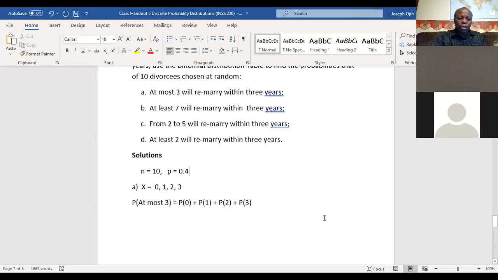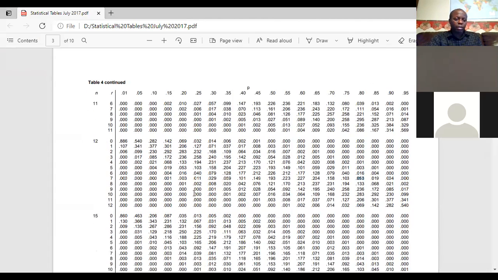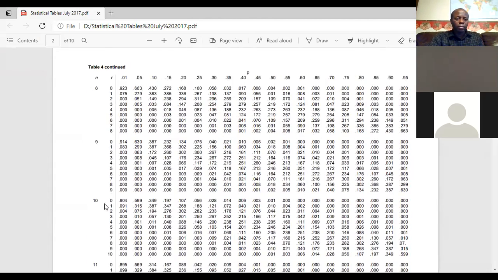I think we can start now. All right, let's see. We go to the table and then put the table in. From here, we can look at the required probabilities. You say n is 10, it's a 10 right here.